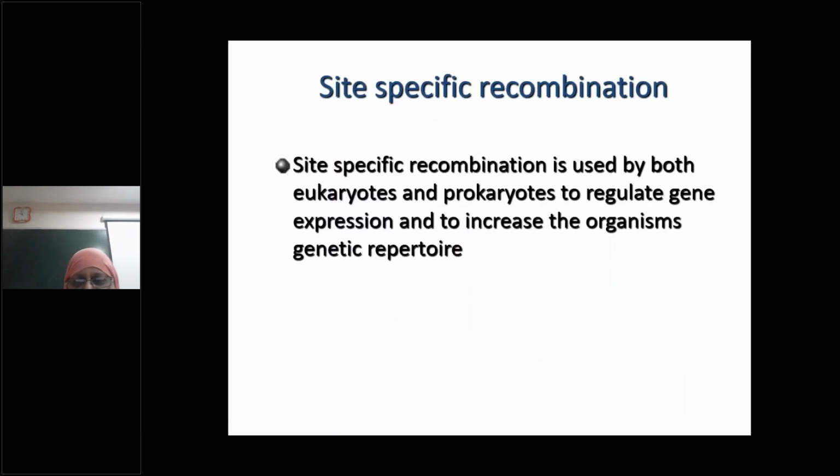Then site-specific recombination. It is used both by eukaryotes as well as prokaryotes. This is mainly to regulate gene expression as well as to increase the organism's genetic repertoire.